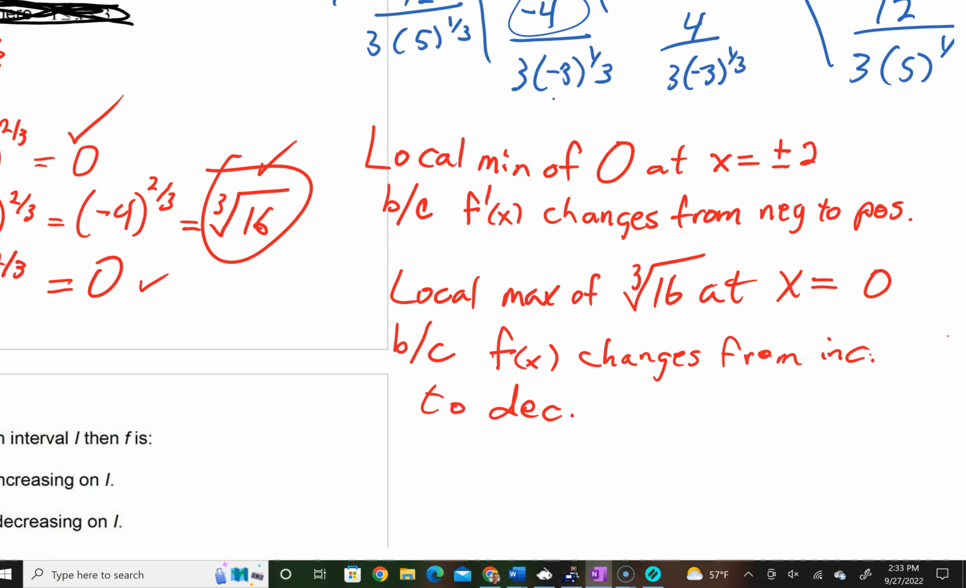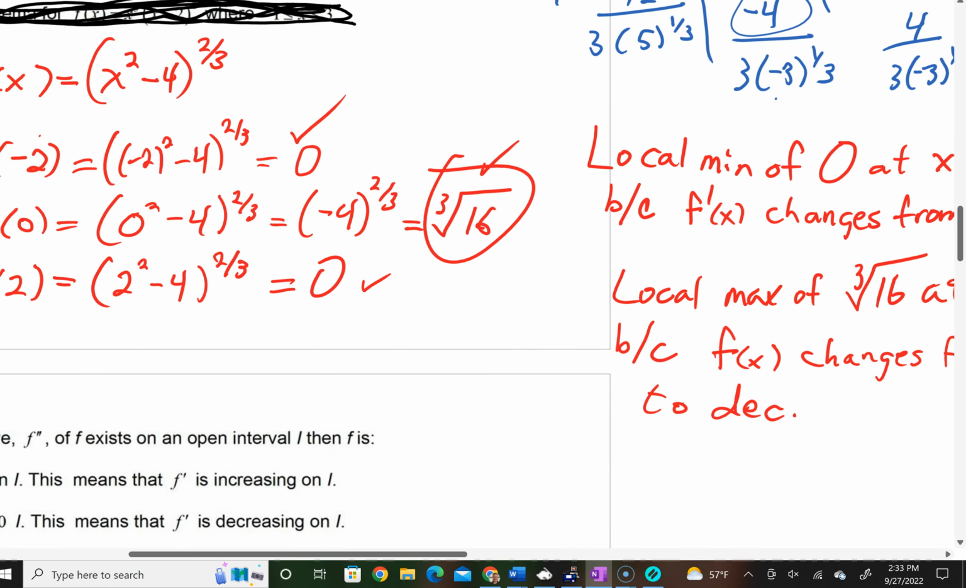That's the alternate way you could justify a local max or a local min. Rather than saying my derivative has changed from positive to negative or negative to positive, you could say f has changed from increasing to decreasing or vice versa. We doing okay with that? All right. So, listen, there's one last little part here.